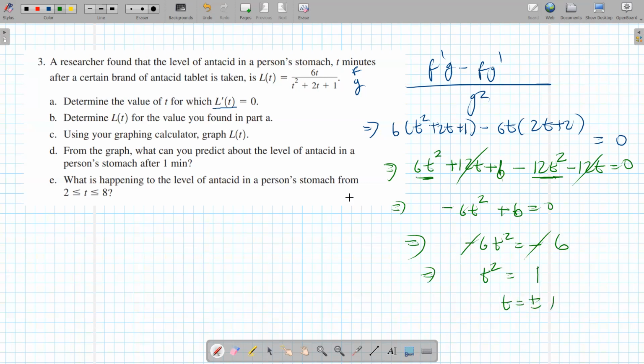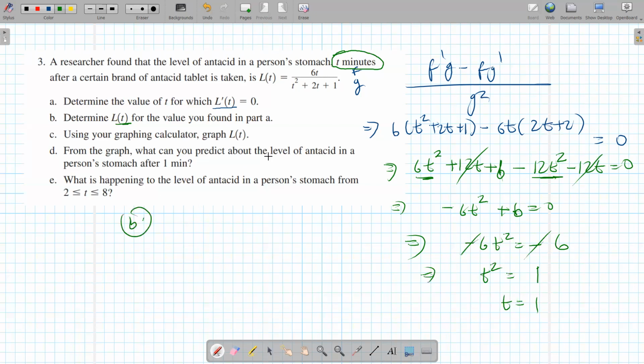Does it make sense for t to be negative? Look at what t is. It's time. So it doesn't make sense for it to be negative. So t must be 1, right? There we go. And it says determine L of t for the value found in part A.